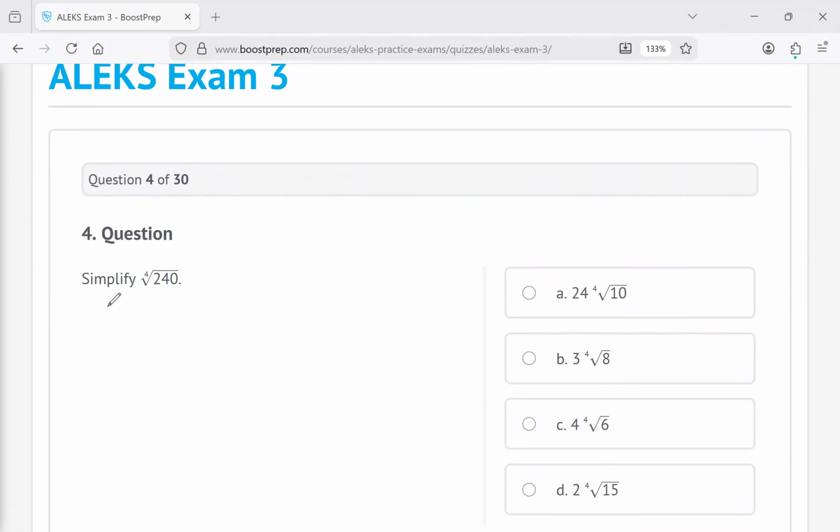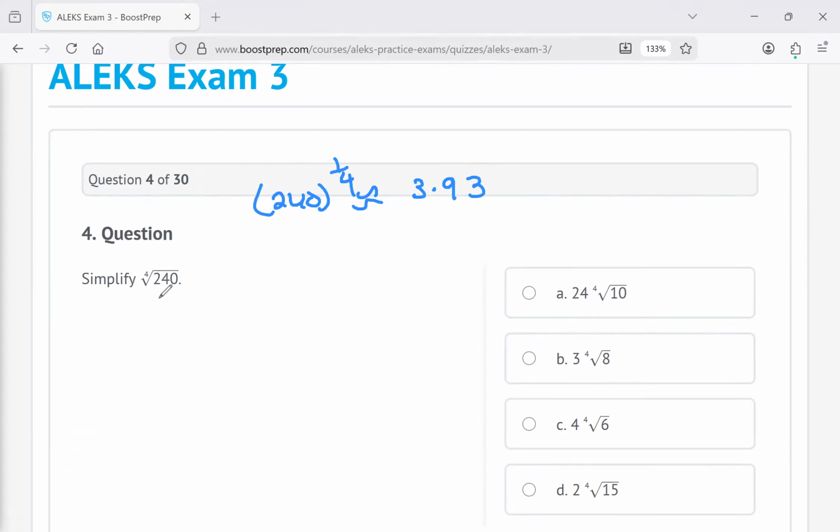Simplify the fourth root of 240. So I know it's not a perfect root. If you want to make sure, you can also rewrite this as 240 raised to the 1/4, right? And as you can see, you get a decimal, like 3.93. So you can technically test each one and figure out if it gives you a decimal 3.93, or you can simplify it.